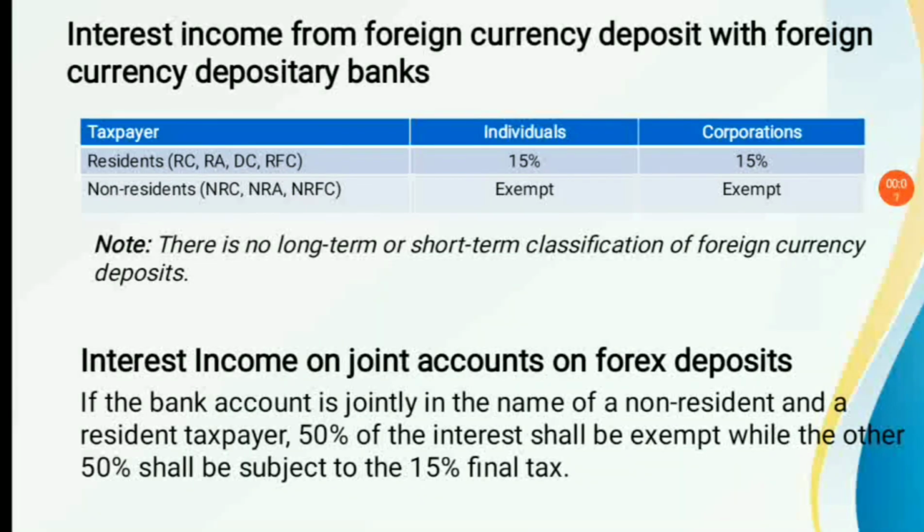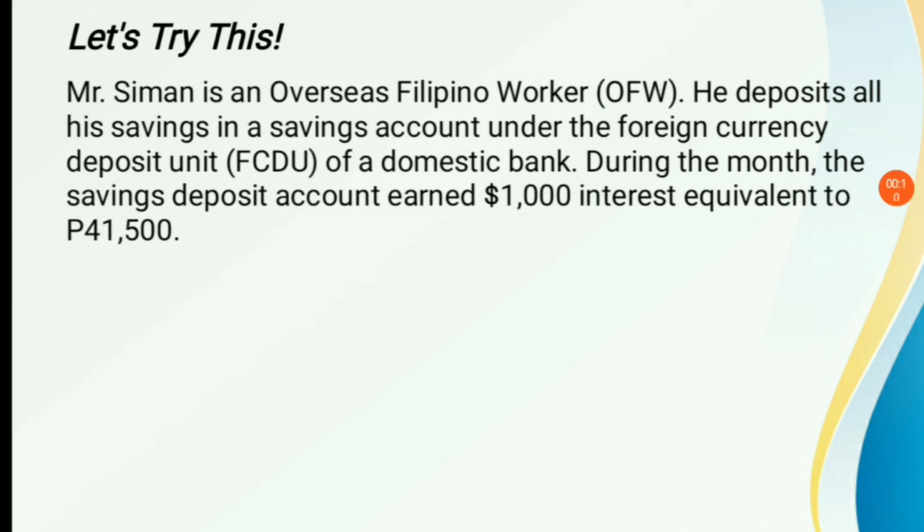Okay, so to really understand this concept, we need to look at an example. Mr. Seaman is an overseas Filipino worker. He deposits all his savings in a savings account under the Foreign Currency Deposit Unit, or FCDU, of a domestic bank. During the month, the savings deposit account earned $1,000 interest, which is equivalent to 41,500 pesos.